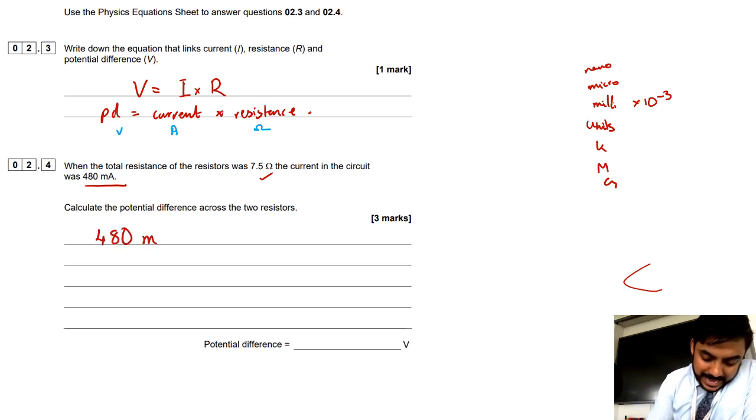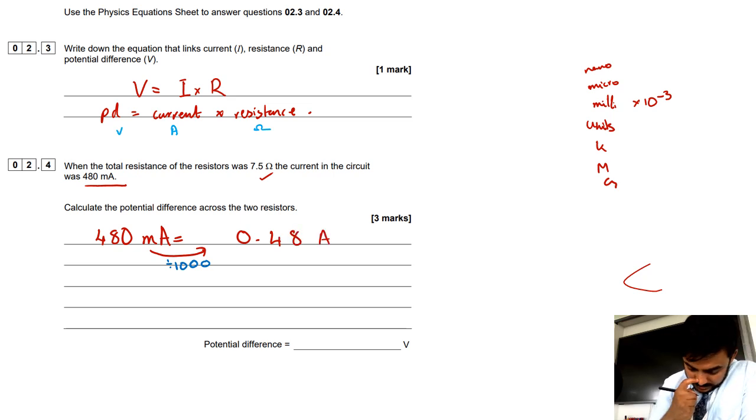480 milliamps is equal to, and when we divide by 1,000, 0.48 amps. Okay, so that was my current. I'll put an I next to that. Next, calculate the potential difference. So to calculate the potential difference, we need the equation V equals I times R.